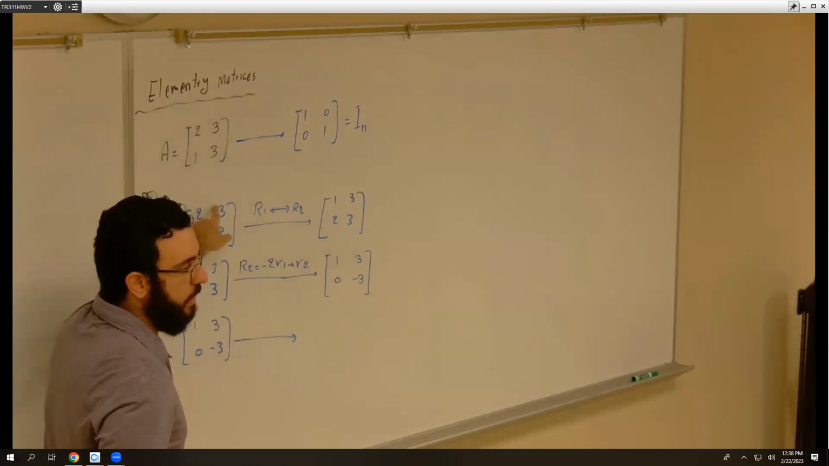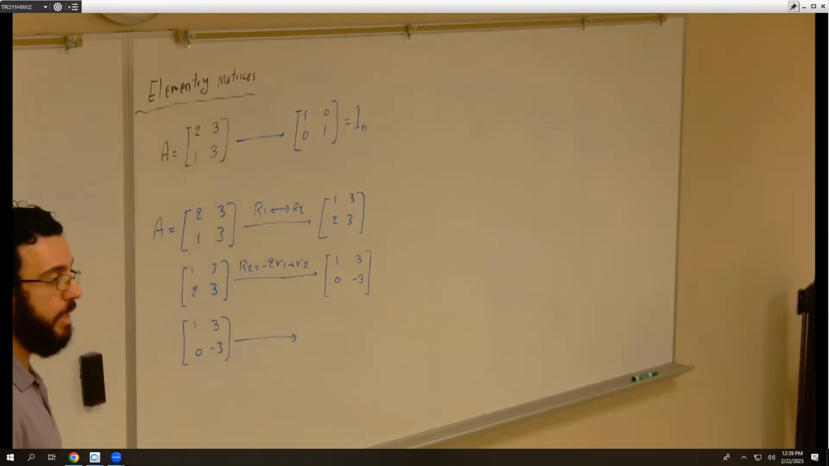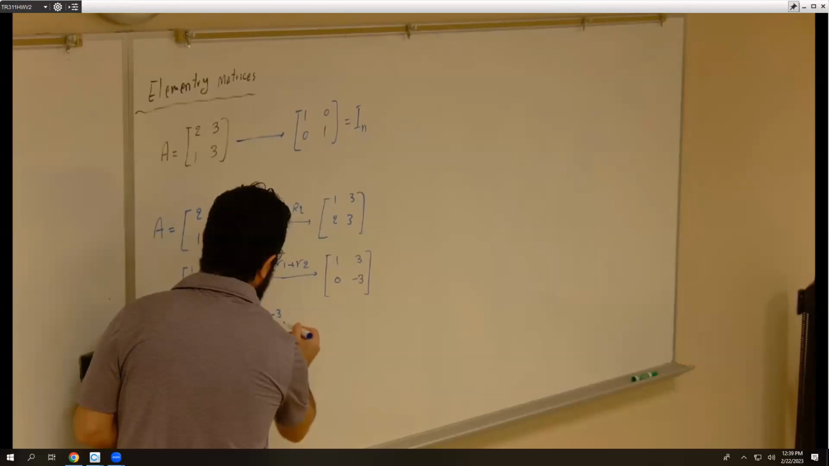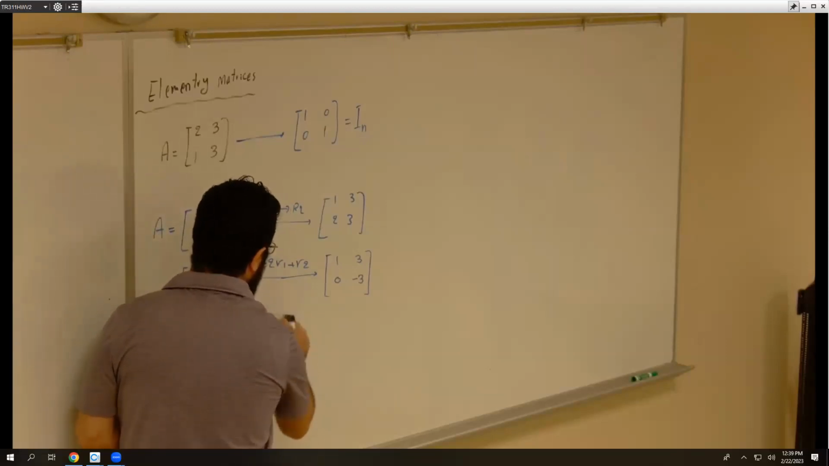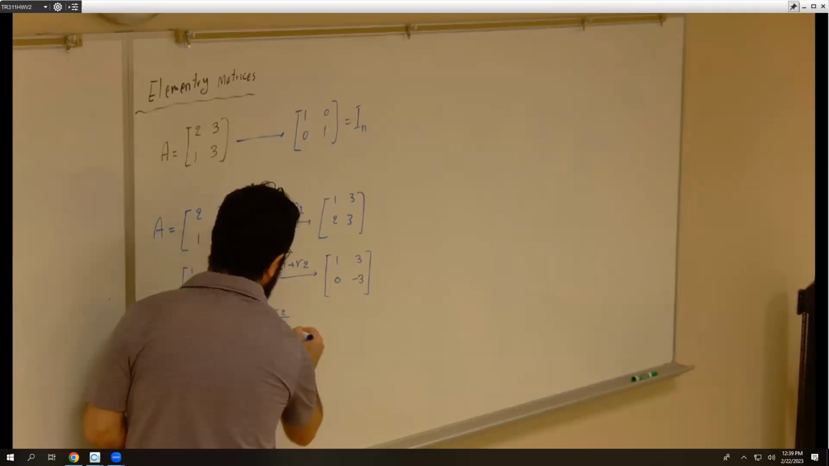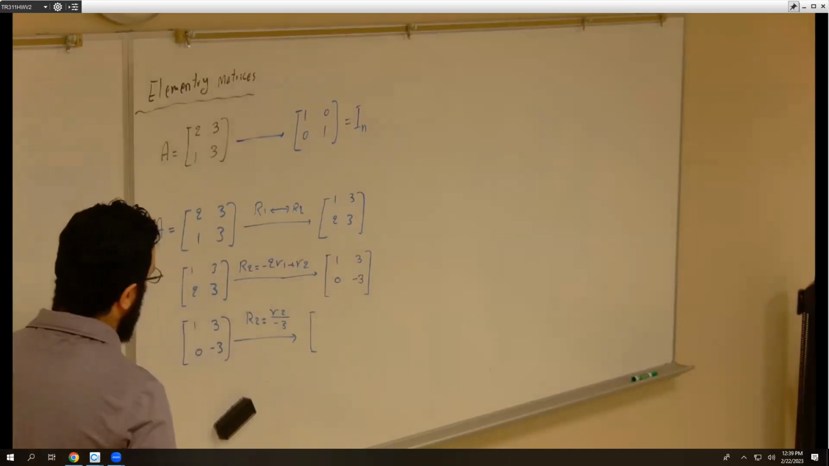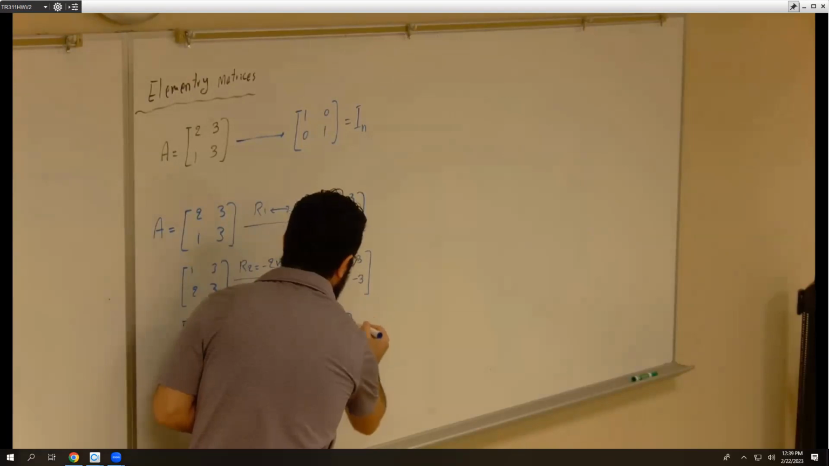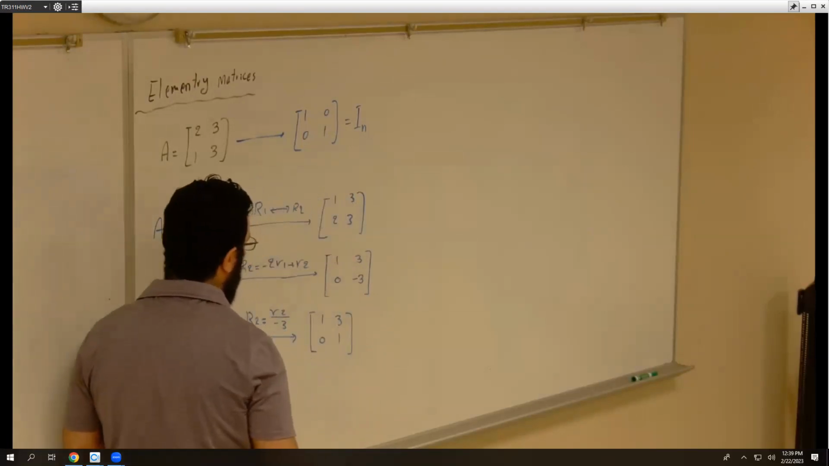So now I need to convert this number to 1. How are we going to convert it to 1? We're going to divide R2 by -3. Check what's going to go. That means it's going to be 1, 3, and here is 0, and here is 1. That's okay, that's right.